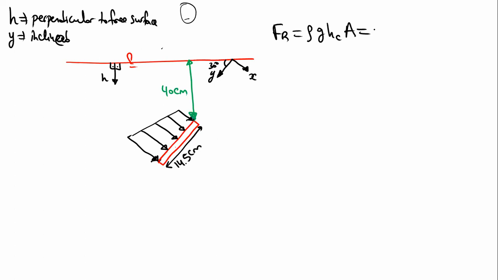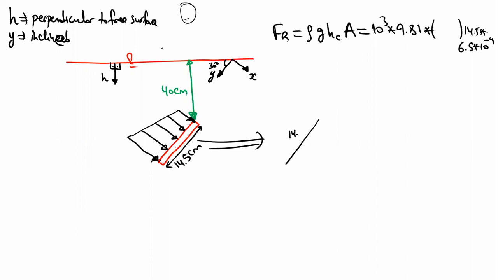So I should find rho, which is 10 to the power of 3, and g, which is 9.85. I will find hc and write it here. And the area is again 14.5 multiplied by 6.5, times 10 to the negative 4. Now let's find the distance to the centroid of the body. It is the hc distance. Till the start point of the body, it is 40 centimeters. And I know this dimension, which is 14.5 centimeters.